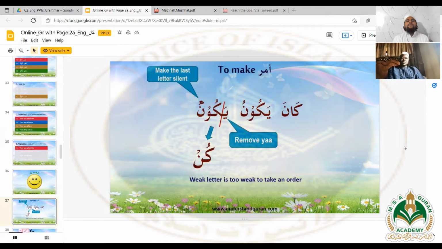Make the last letter silent, and remove ya. Kana yakunu, so remove ya. It will be kun, because to make Amr you have to make the last letter sakin and remove ya. So you removed ya and made the last letter sakin. It became kun. And when two letters have gathered and they are sakin, the rule is you just remove the weak one. And in kun, the weak one is wow. So you just removed wow. It became kun.